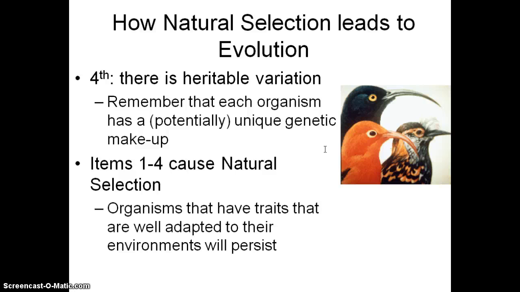So that variation is what leads to natural selection. If there wasn't a difference in their genes, there wouldn't be a difference in their phenotype, and we would not see natural selection occur. So natural selection is that organisms that have traits well adapted to their environment can mate and have offspring, and those offspring will persist.